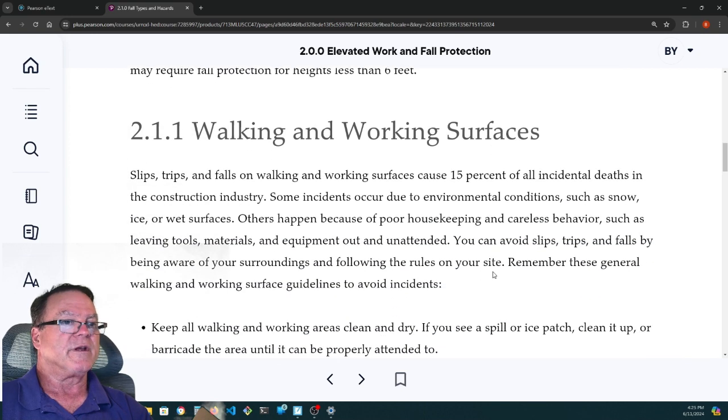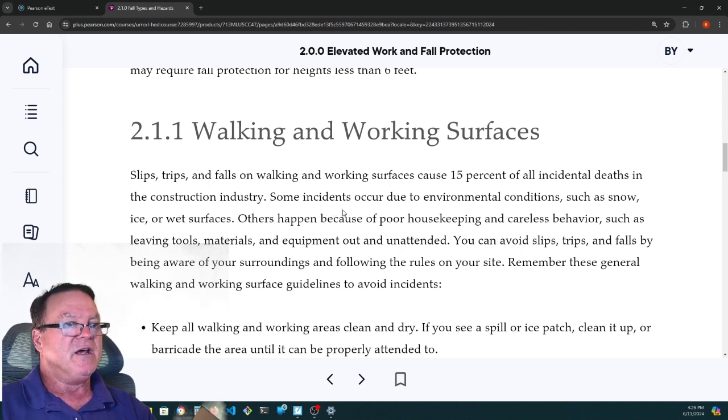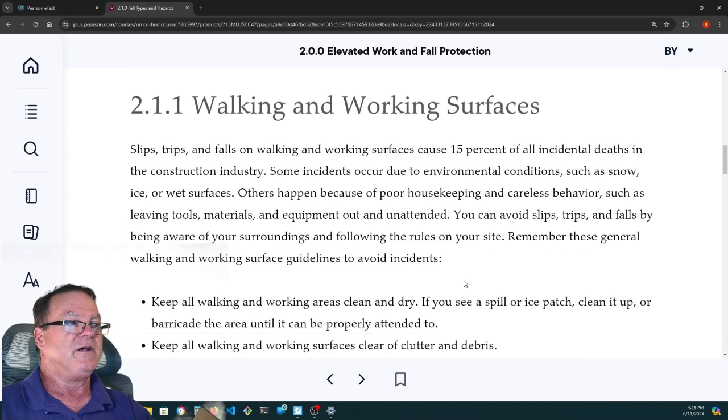2.1.1 Walking and Working Surfaces. Slips, trips, and falls on walking and working surfaces cause 15% of all accidental deaths in the construction industry. Some incidents occur due to environmental conditions such as snow, ice, or wet surfaces. Others happen because of poor housekeeping and careless behavior, such as leaving tools, materials, and equipment out and unattended. You can avoid slips, trips, and falls by being aware of your surroundings and following the rules on your site.